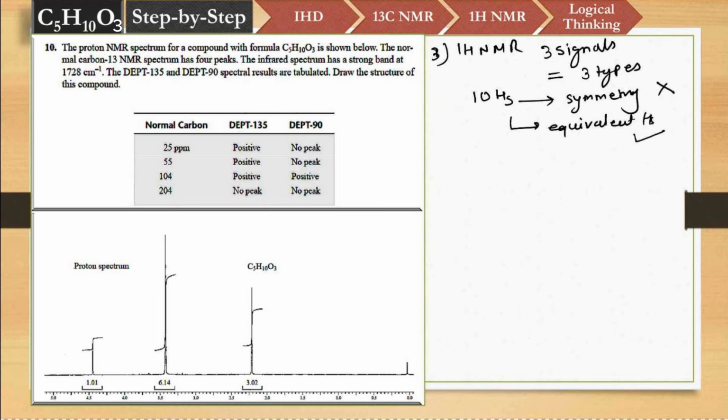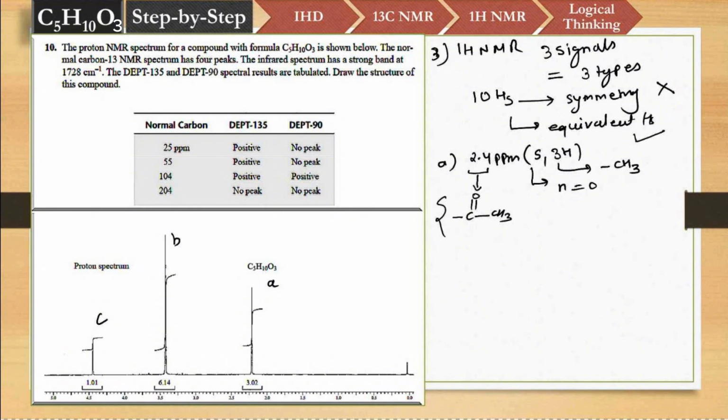Now let's say this is signal A, this is signal B, this is signal C. So signal A is around 2.4 ppm, which is a singlet, and it corresponds to 3 hydrogens. So it is possible that it belongs to the methyl group, and singlet means there is no neighboring hydrogen, and this value, 4.2 ppm, indicates that the methyl is attached to the keto group.